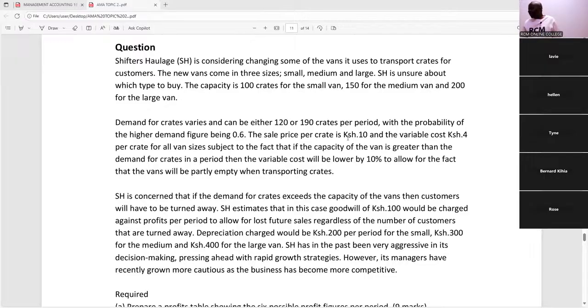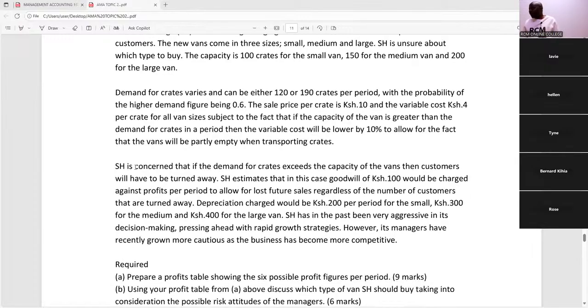The sale price per crate is 10, and the variable cost is 4 per crate for all van sizes, subject to the fact that if the capacity of the van is greater than the demand for crates in a period, then the variable cost will be lower by 10% to allow for the fact that the van will be partly empty when transporting crates. Shifters Haulage is concerned that if the demand for crates exceeds the capacity of the vans, then customers will have to be turned away.